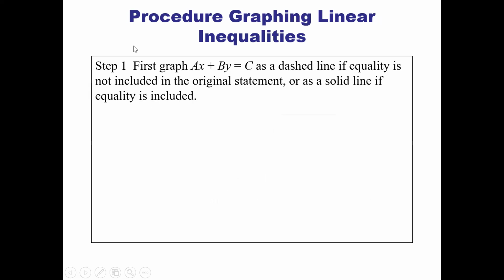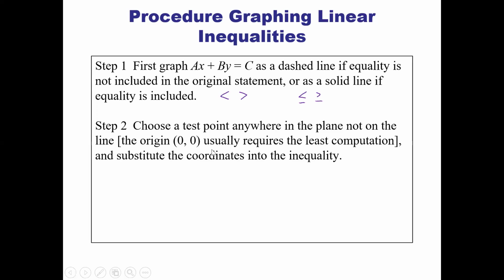Now, your first step is to graph your line, okay? It's going to be a dashed line if the equality is not included in the original statement, or a solid line if it is. So again, it all comes down to whether it is greater than or equal to, less than or equal to, or just greater than or less than. The inequalities with equality are solid, these others are dashed.